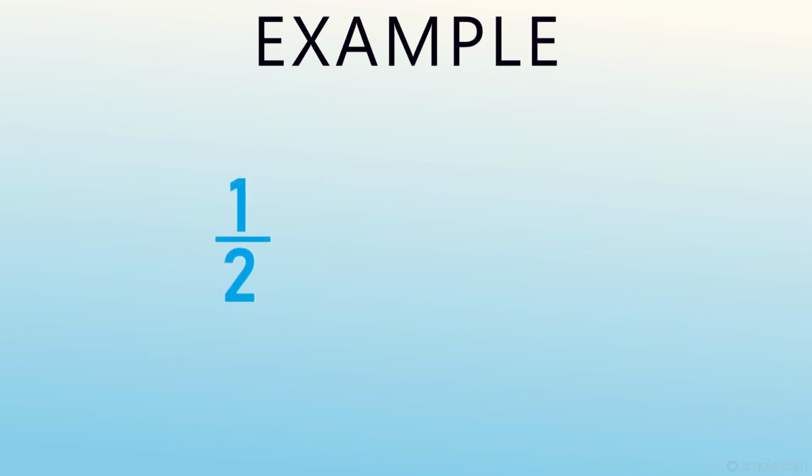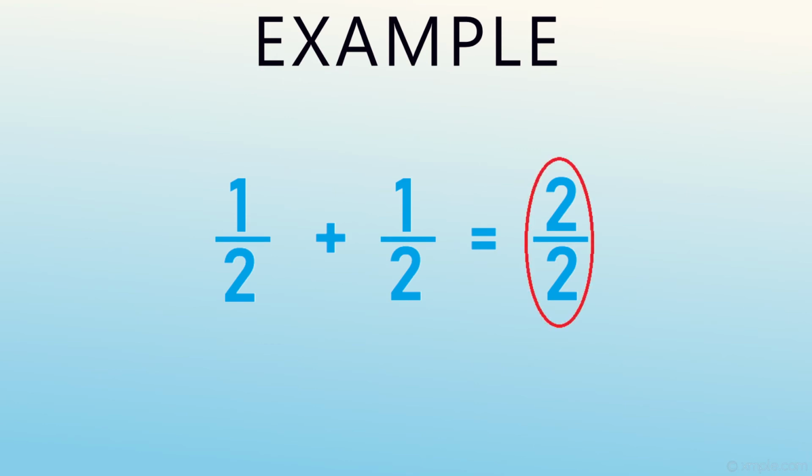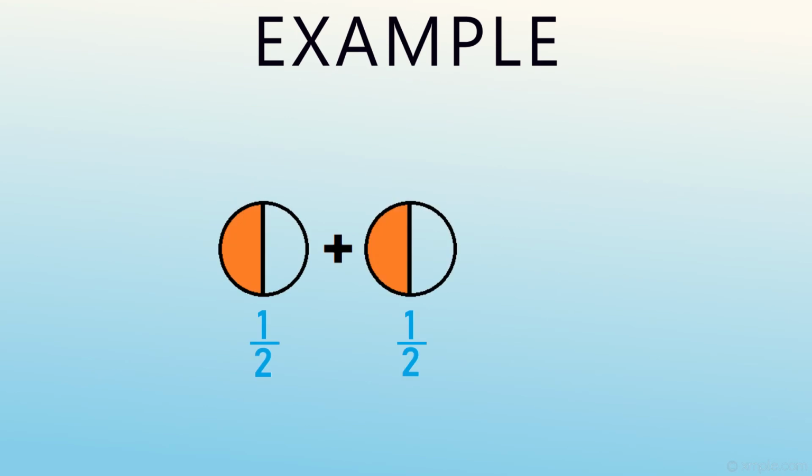Now let's see one more example. 1 half plus 1 half. We add the top numbers, which will be 1 plus 1 is 2, and keeping the same bottom number, you have a new fraction as 2 over 2, which is a whole. This makes sense because when you add half plus half, you get a whole.